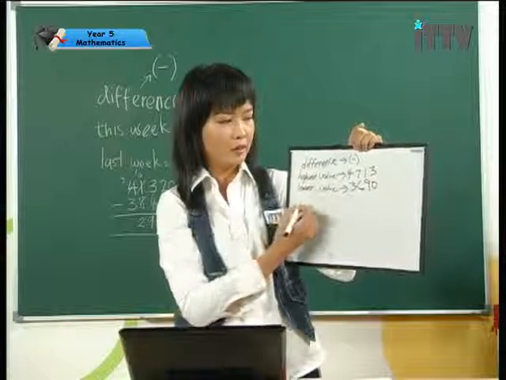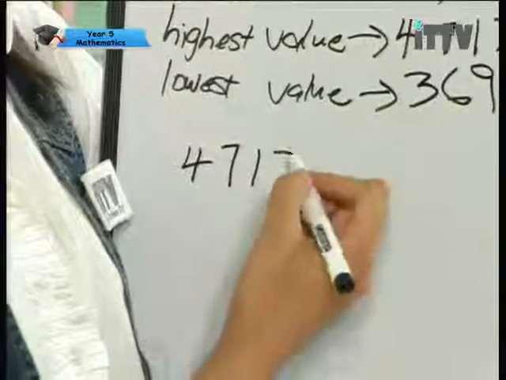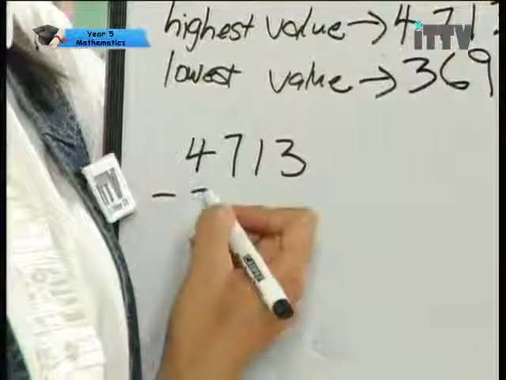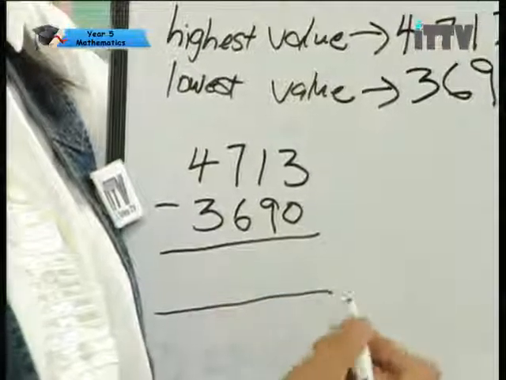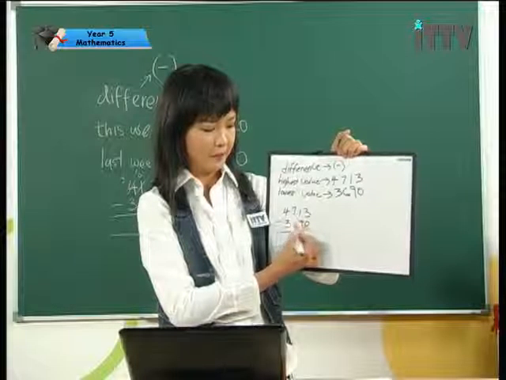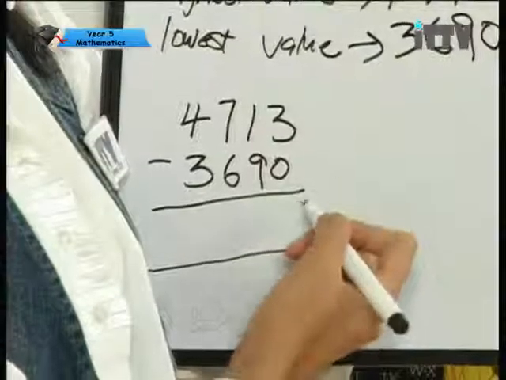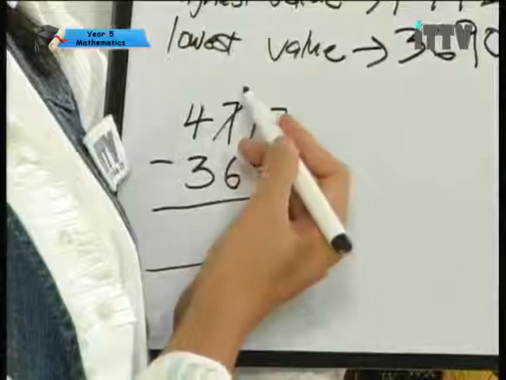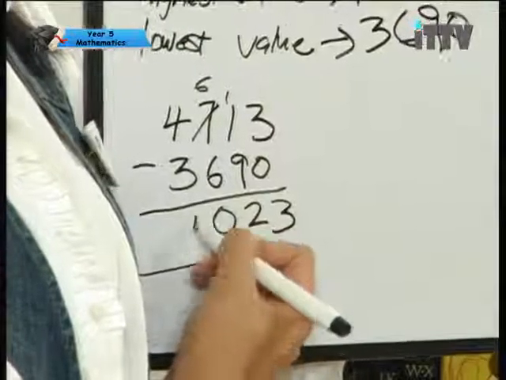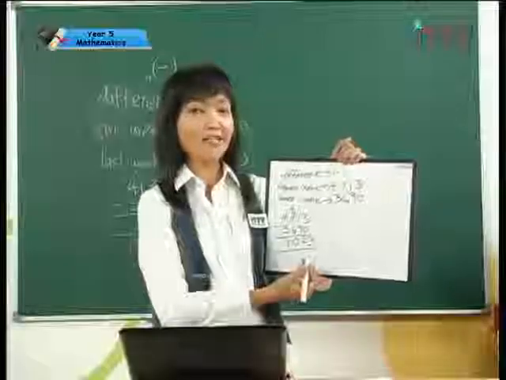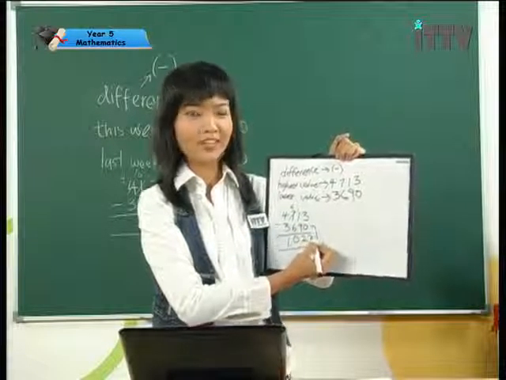Okay, now the question wants us to find the difference between the highest value and the lowest value. We should write it in the vertical form. 4,713 minus 3,690 gives us... Well, let's check if we have gotten the places correctly. Yes, now we can start subtracting from the right to the left. 3 minus 0, 1 minus 9. We don't have enough. So 11 minus 9 gives us 2, 0, and 1. As always, we need to check the answer. Correct! Well, you're getting smarter now.